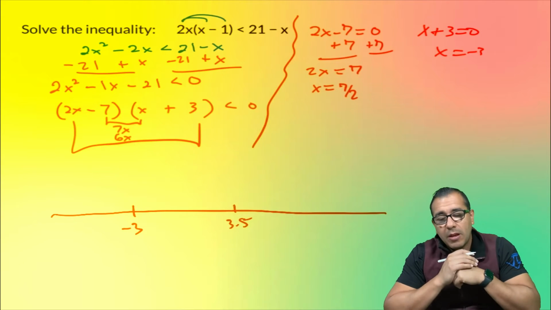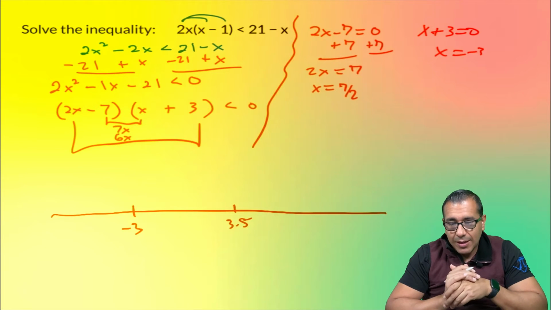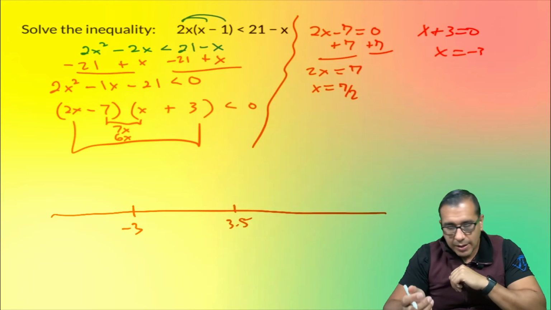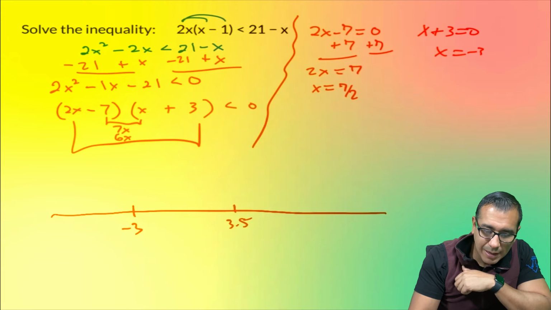All right, so now we just find our test points. And our test points, again, this is where you have the option. How do you want to do it? So I'm going to go ahead and plug in some nice numbers. So my test points, I'll do them in black here. I'm going to plug in -4. So my test point is going to be -4.